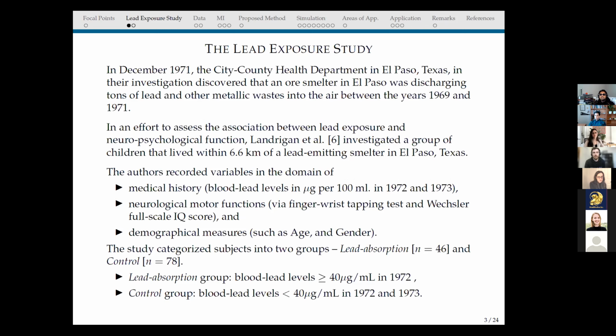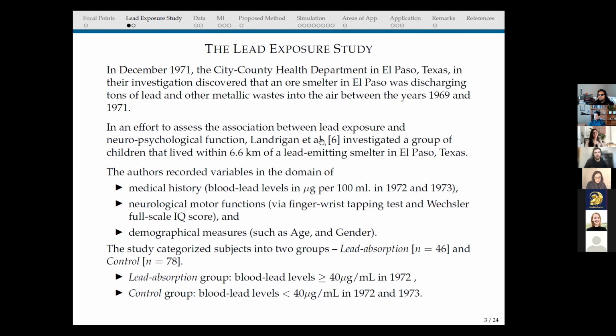So let's talk about the lead exposure study. This was a study where the researchers in 1971 in El Paso, Texas, wanted to investigate the amount of discharge an old smelter company was polluting the environment in which they were established. And the researchers wanted to figure out, because of this discharge of tons of lead and other metallic waste in that area, the association between the lead exposure and neurological function.